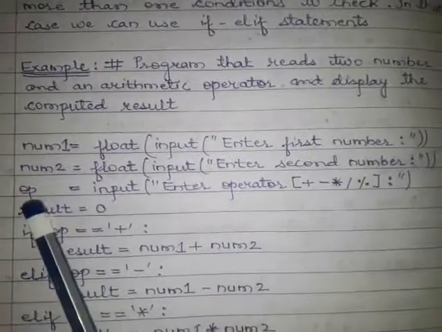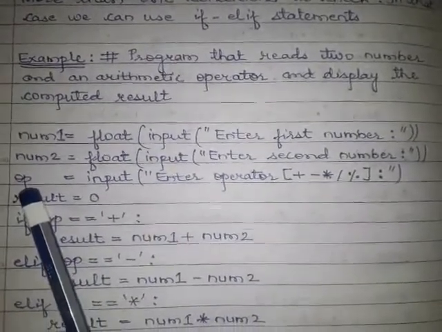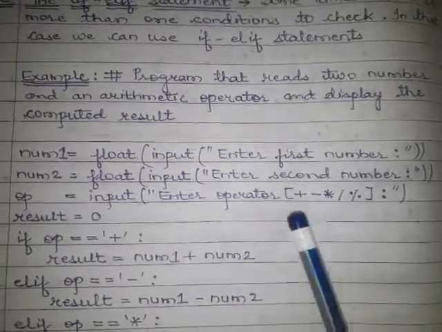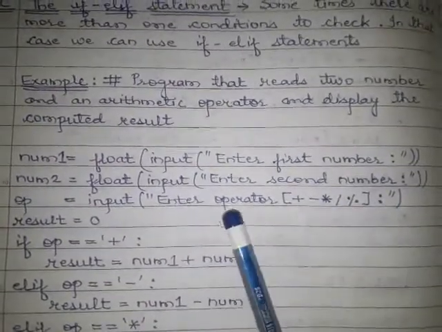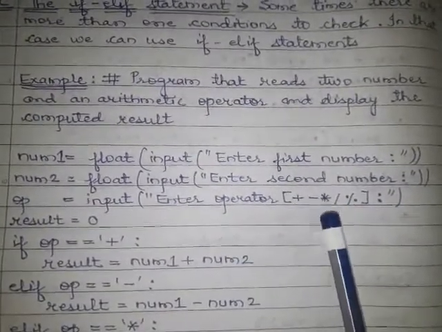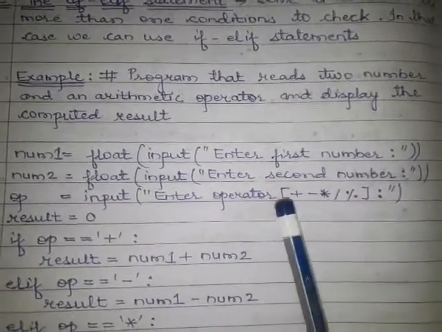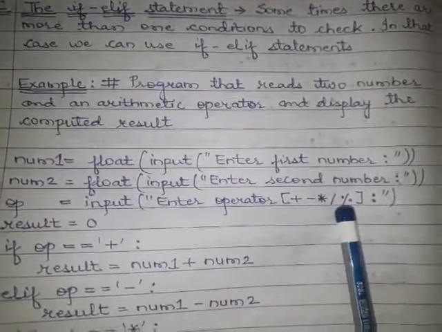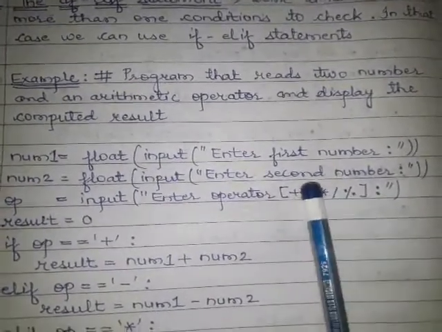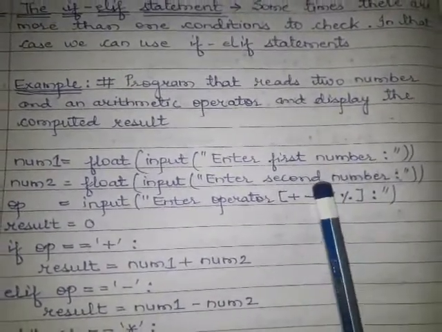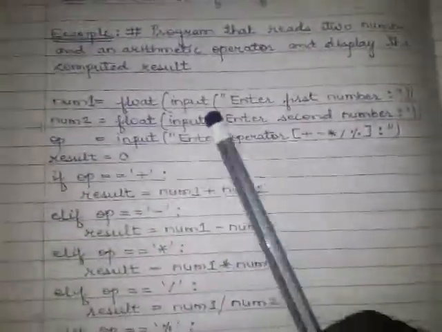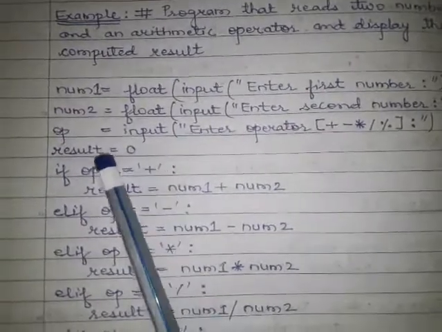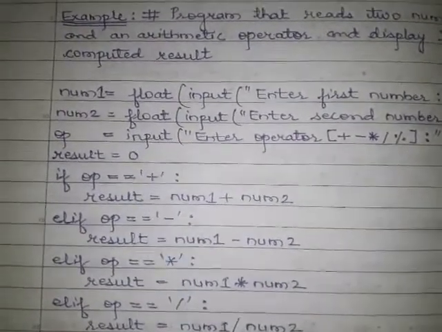Now the operator variable is op. Input: enter operator. This is printed as it is. Enter operator. Your choice is plus, minus, multiply, divide and modulus. You can give any one of these. Then result equals 0. Result is initialized to 0.